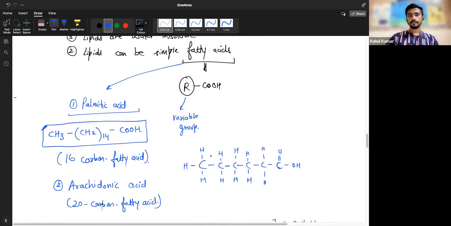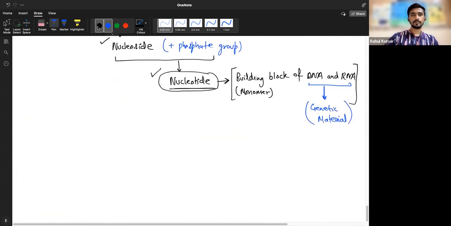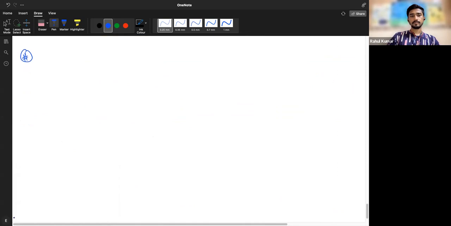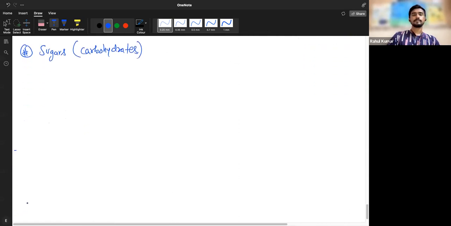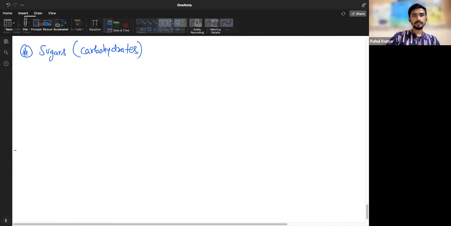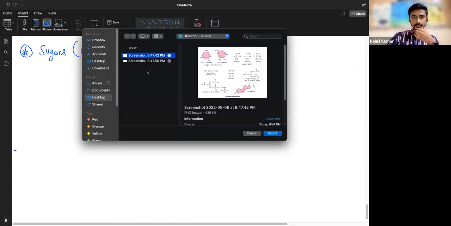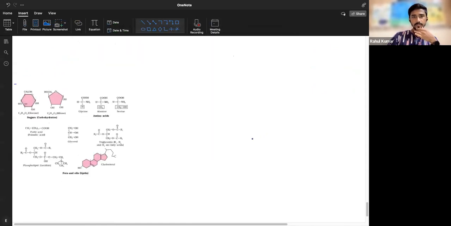So the last molecule that we have to study is sugars. I call it sugars, or I call it carbohydrates. All sugars are carbohydrates only. Now, let me go to another image. Please open your NCERT, the same image. There will be something about sugars also.